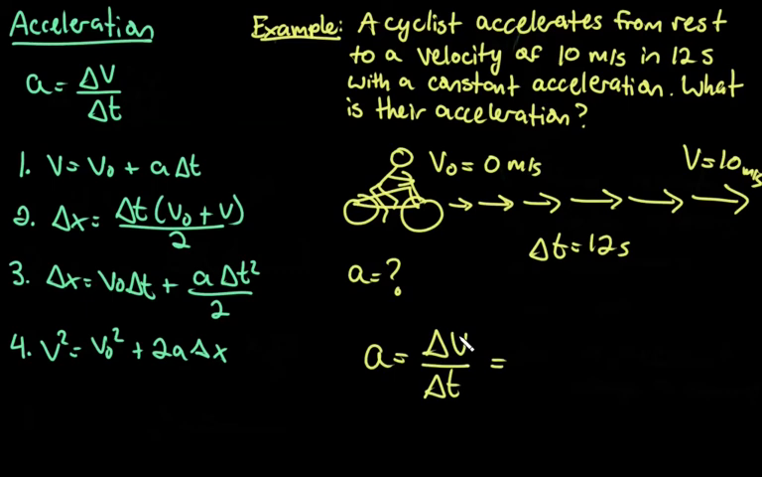Delta v is your change in velocity, in which case I started from 0 and I went up to 10. So my change in velocity was 10 meters per second. And my time is 12 seconds. So then when I go to calculate my acceleration, I just do 10 divided by 12, and I would get 0.83. Now remember, the units are meters per second squared. And that is how I would solve this problem.